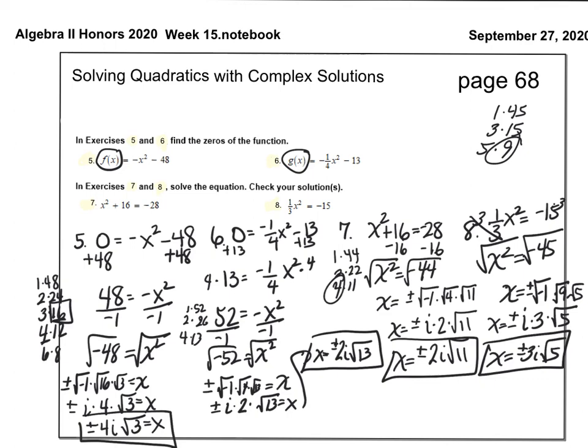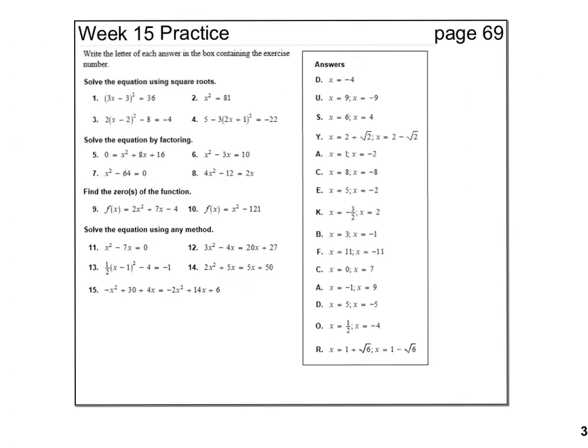On the next slide, I have your assignment. So if you'll do those 15 questions, and the answers to those 15 questions are over here on the side. It does say write the letter of each answer in the box containing the exercise number, but I think what I would do is just number 1 and then write what letter I get, number 2, and so forth, because I kind of took away the box for a reason.